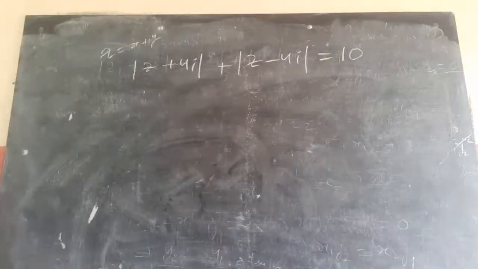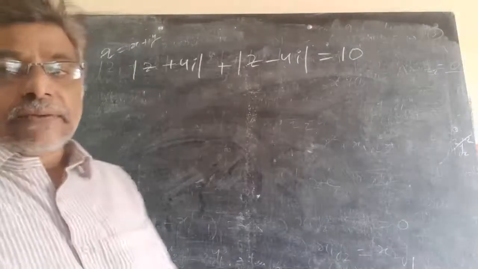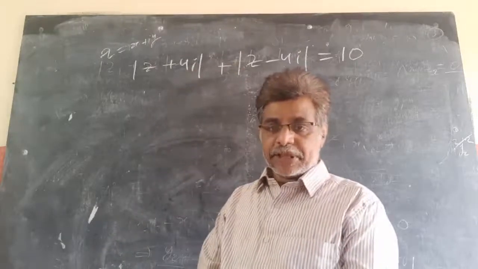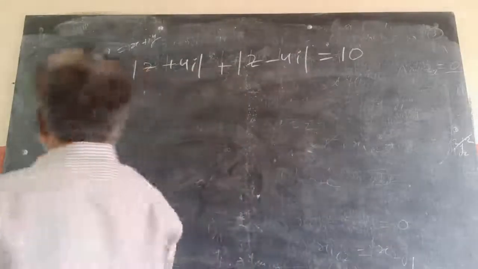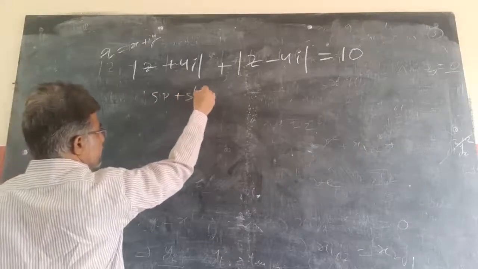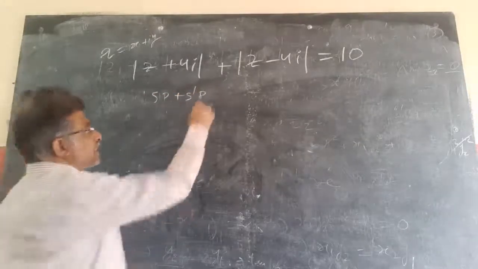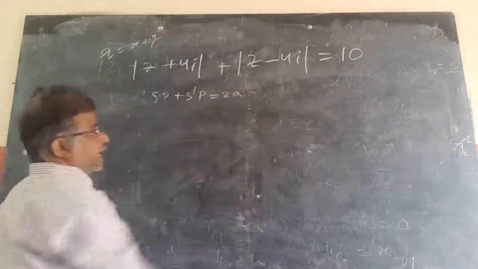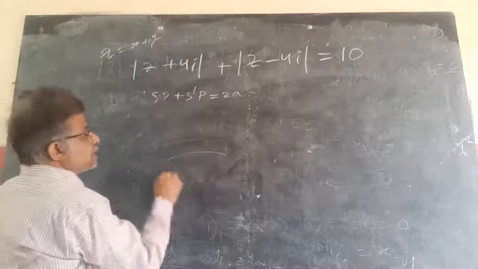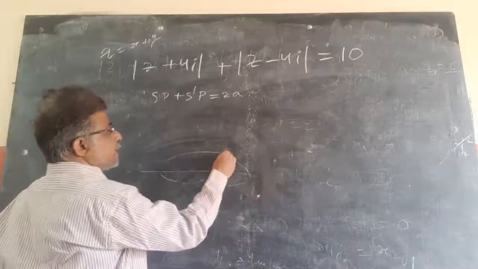So what is the locus of this? If we simplify, by seeing itself we can say it is an ellipse. I told you, SP plus S'P is always equal to 2a. Distance from S to P means focus to the required point. This ellipse, somewhere near P.